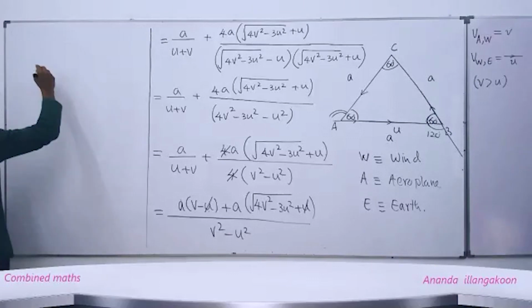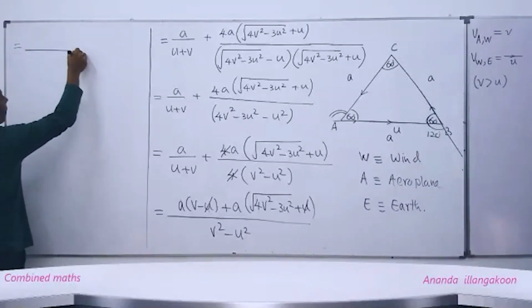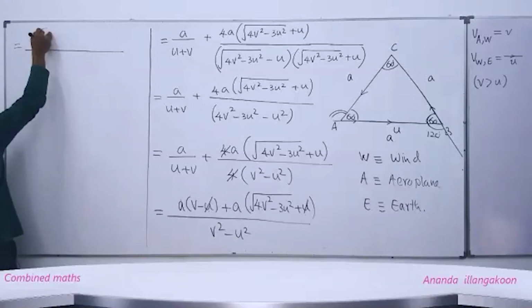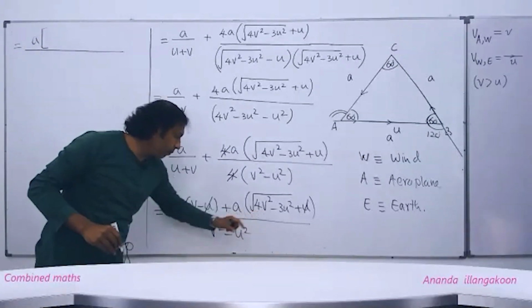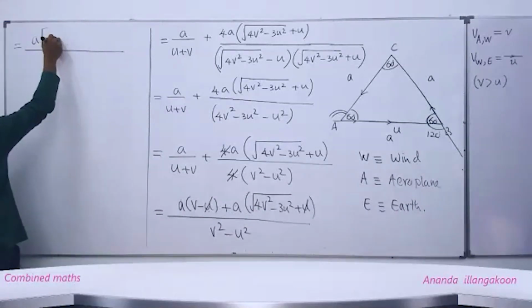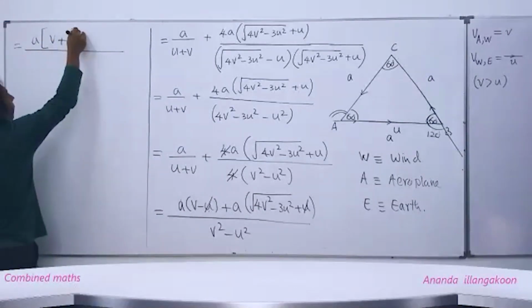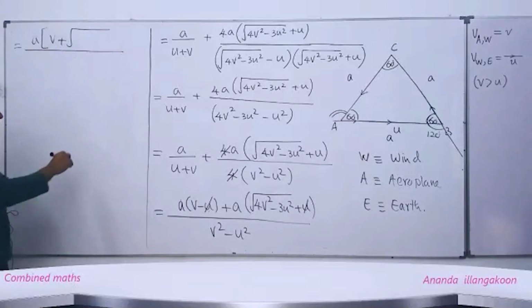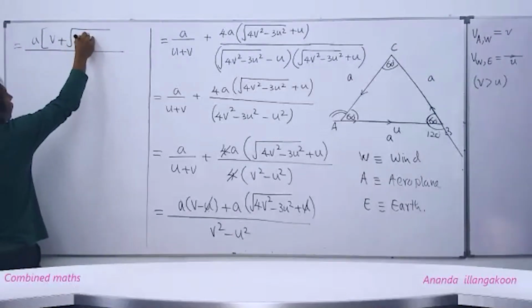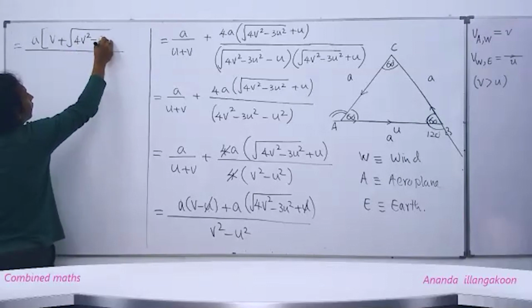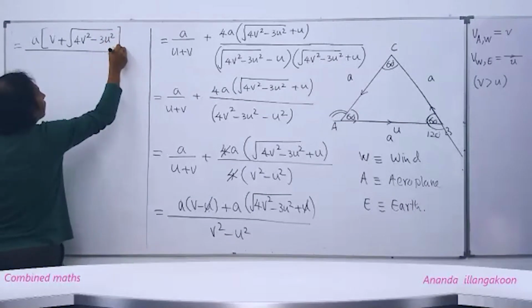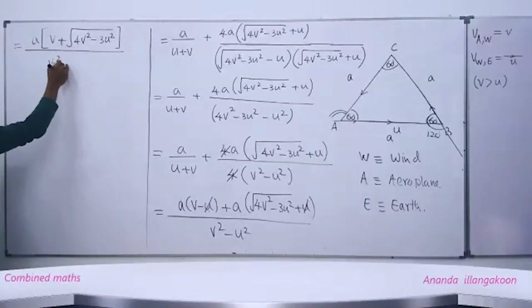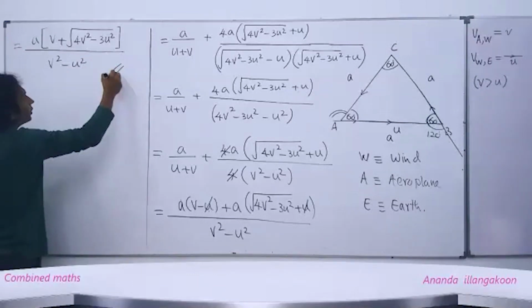Now take that a out. V plus this, no? Right. V squared minus V squared divided by V squared minus V squared. This is how we take it out.